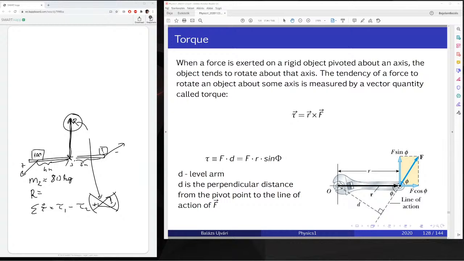All right, that was a simple example. I think you will be able to solve it.